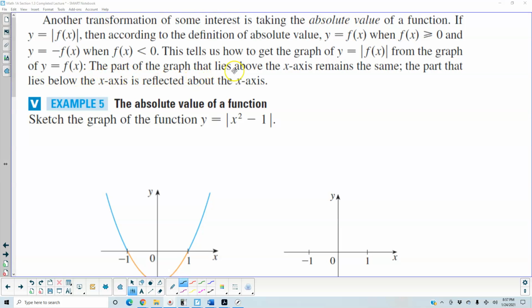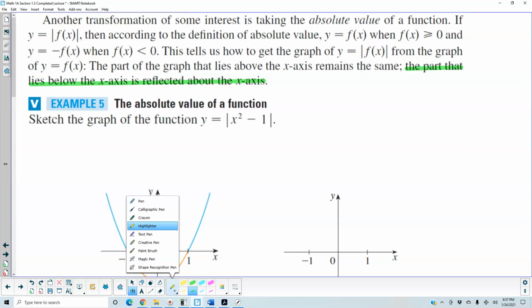Now, the part of the graph that lies above the x-axis is going to remain the same, whereas the part that lies below the x-axis is reflected about the x-axis. So that last part we want to make sure that we're paying attention to here. So we're saying here that the part that lies below the x-axis is reflected about the x-axis.